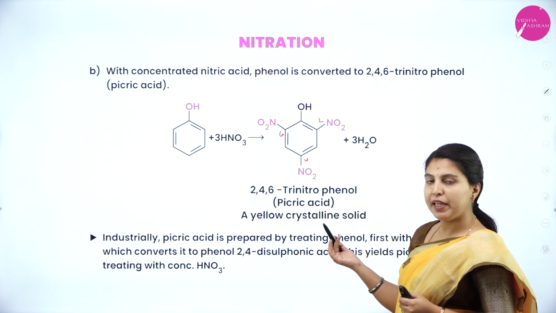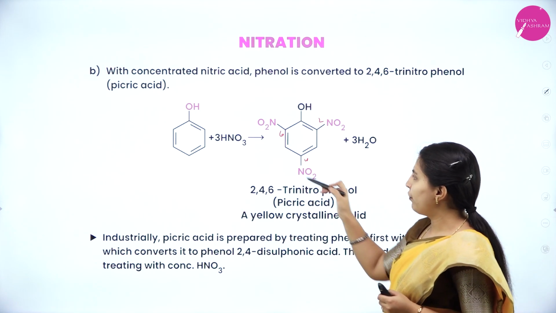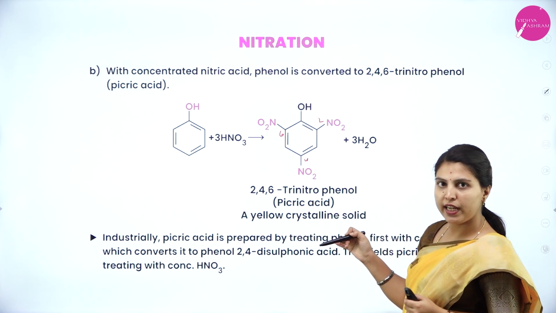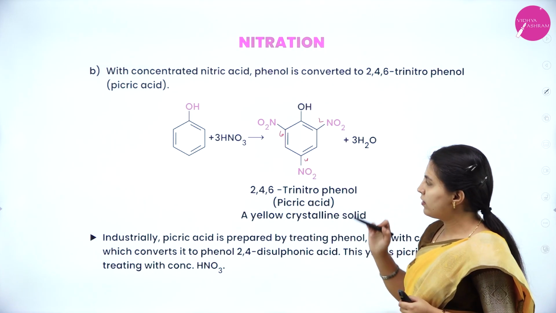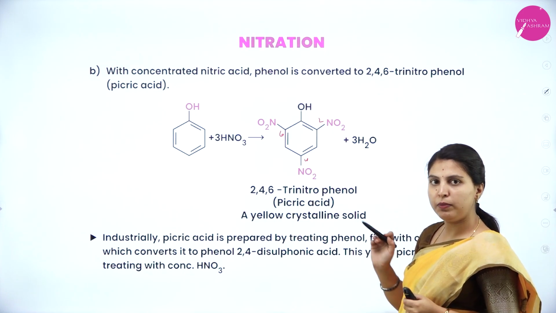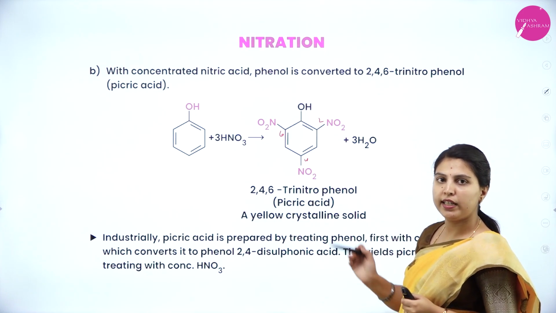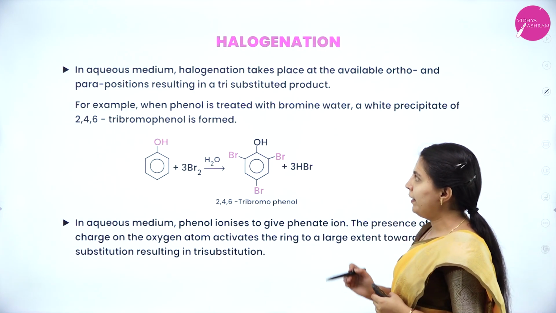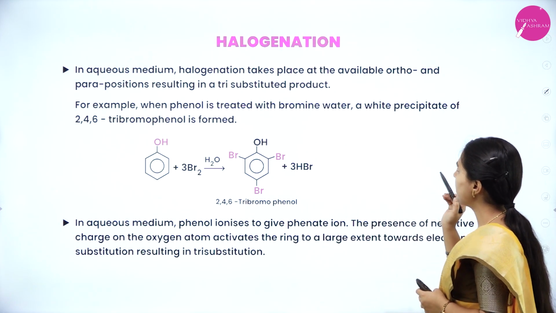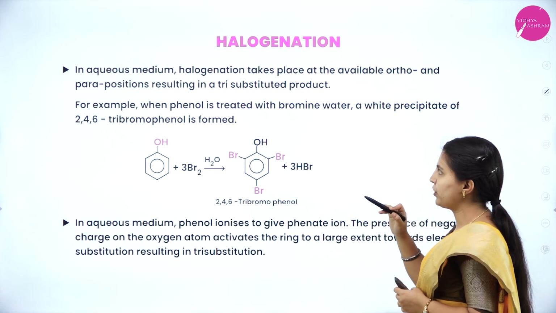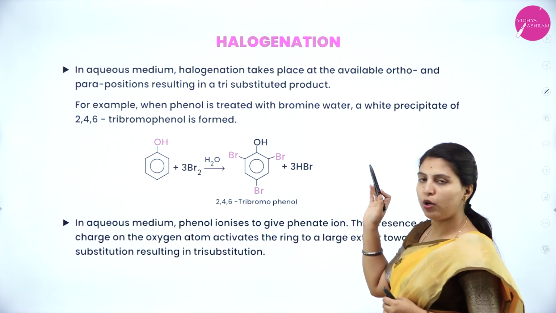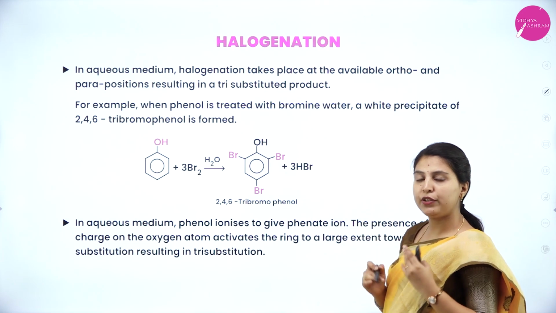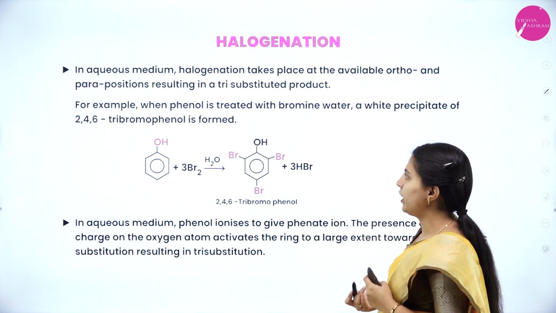Usually in industry, how is picric acid prepared? Phenol is treated with sulfuric acid to form 2,4-disulfonic acid. Later it is reacted with concentrated nitric acid to form 2,4,6-trinitrophenol. Next, halogenation. In aqueous medium, halogenation takes place at the available ortho and para positions, resulting in a tri-substituted product. Halogenation will occur at ortho and para positions and produce a tri-substituted product.